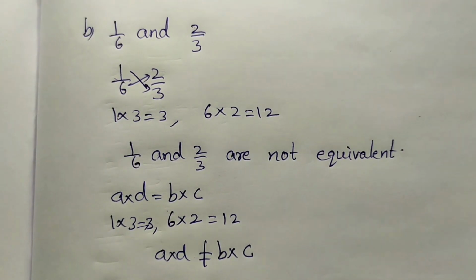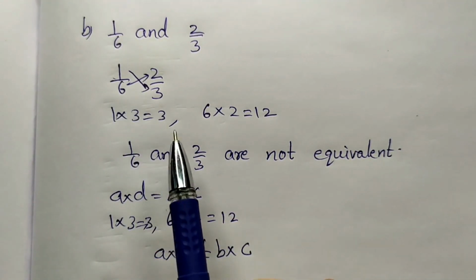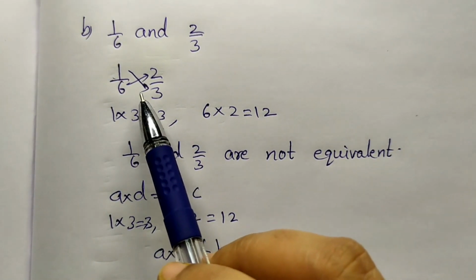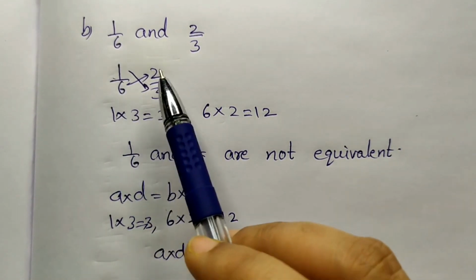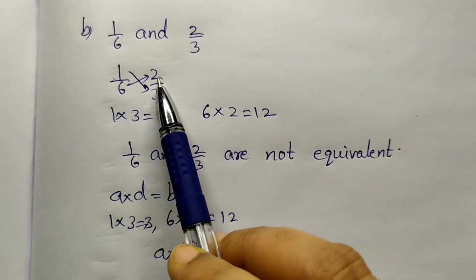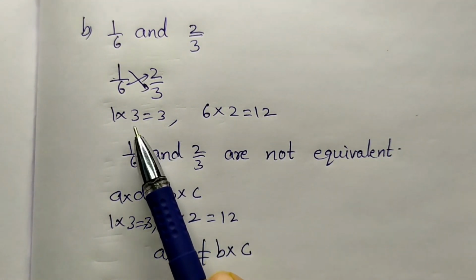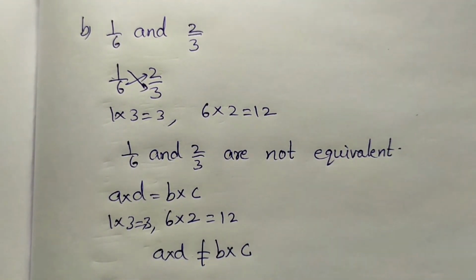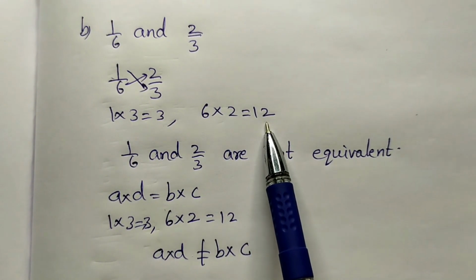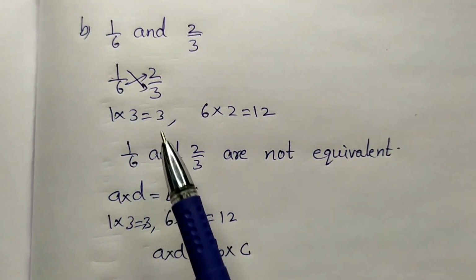Here we have one more problem, 1 by 6 and 2 by 3. Check whether these fractions are equivalent or not. We have to do cross multiplication, 1 by 6 and 2 by 3. So 1 into 3 is equal to 3, 6 into 2 is equal to 12. So the products 3 and 12 are not equal. So 1 by 6 and 2 by 3 are not equivalent fractions.